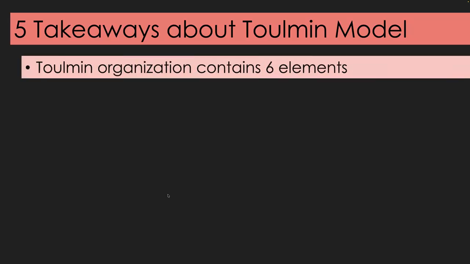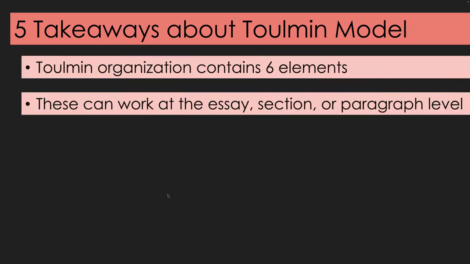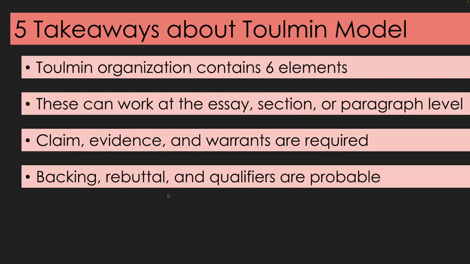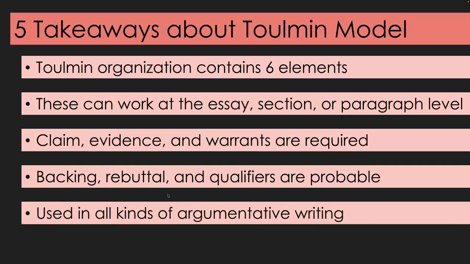Okay, 5 takeaways. What are they? 1, this contains 6 elements. These elements can work at the essay section or paragraph level. The claim, evidence, and warrants are always required. You're going to need those in basically every single paragraph that you have in research-based writing. Backing, rebuttal, and qualifiers are probably going to be there, but probably not in every single paragraph. I'm not going to do those all the time, but a lot of the time.